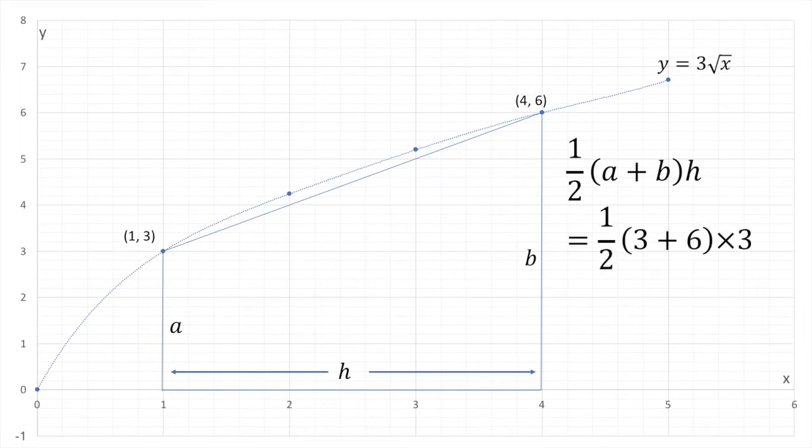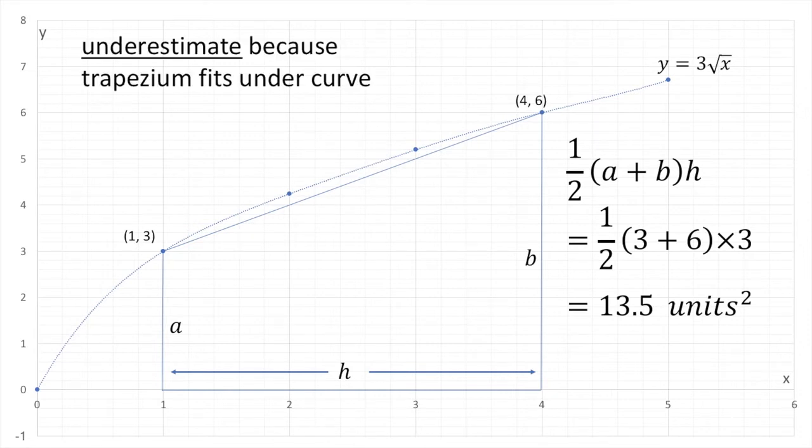Substituting in the values gives us a half of (3 plus 6) multiplied by 3, resulting in the area of the trapezium, 13.5 square units. Now the trapezium sits under the curve, and so this is an underestimate for the area that would be enclosed by the curve. But we can improve on this estimate by using a few more trapeziums.